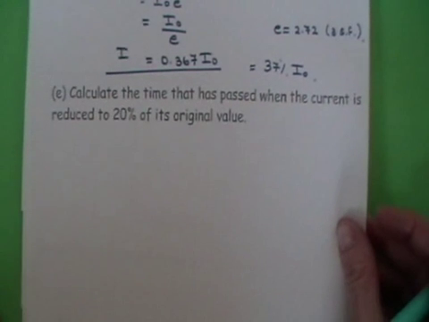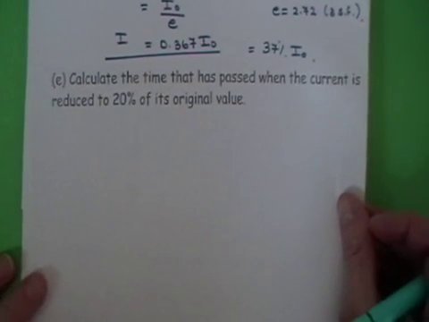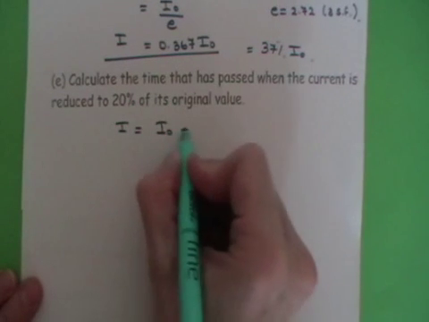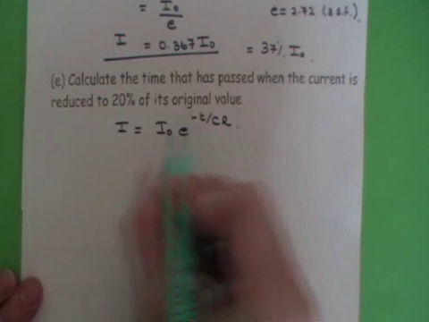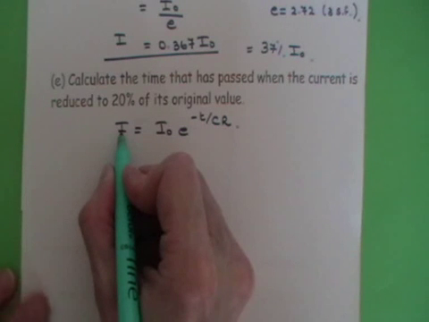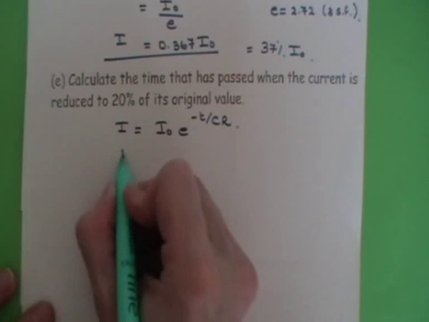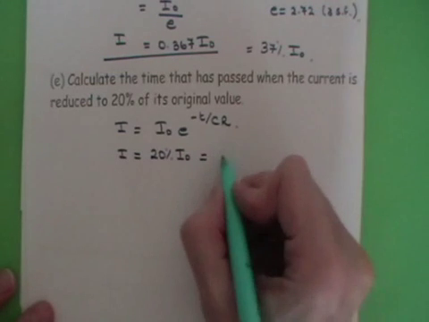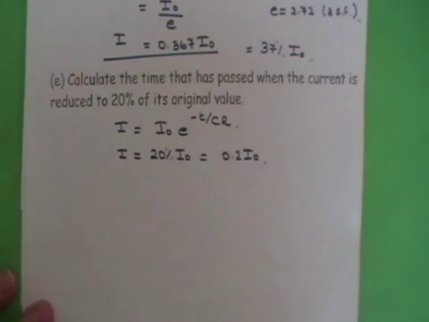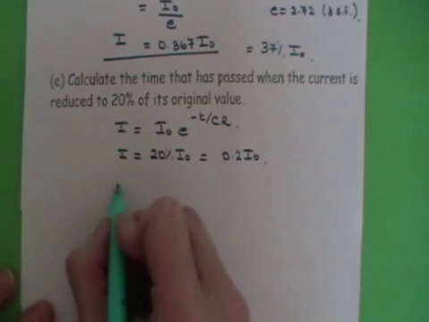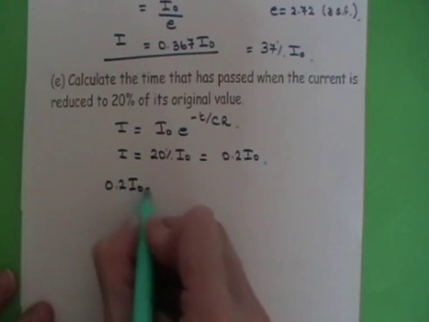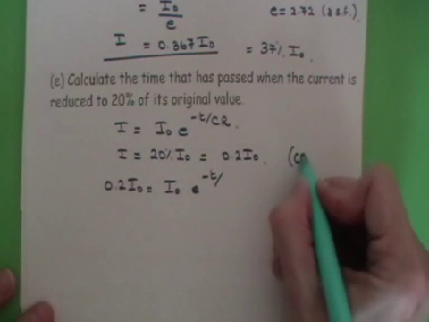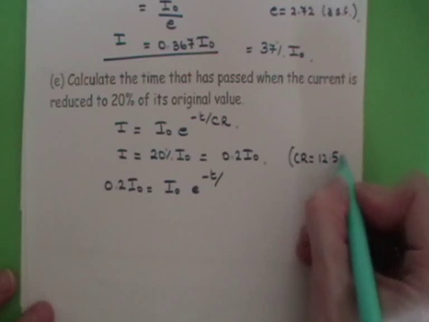Last part of this question, calculate the time that has passed when the current is reduced to 20% of its original value. So we're going to write I is equal to I naught e to the minus t over CR. I, you're told, has been reduced to 20% of its original value. So I is now equal to 20% of I naught, but we have to write it as a decimal, 0.2 I naught. So we're going to put that back into this equation again. So 0.2 times I naught is equal to I naught e to the minus t. And we also know CR, we've done the calculation, is 12.5 seconds.